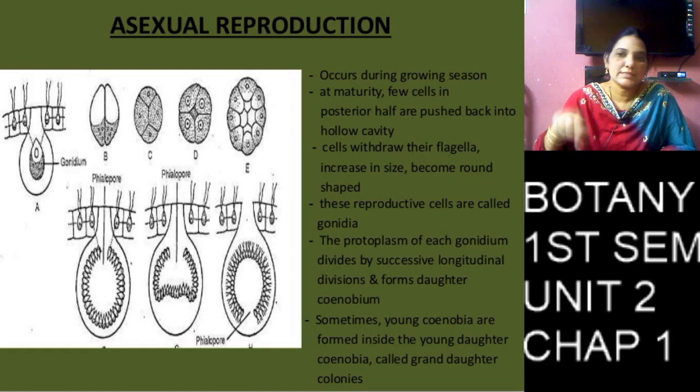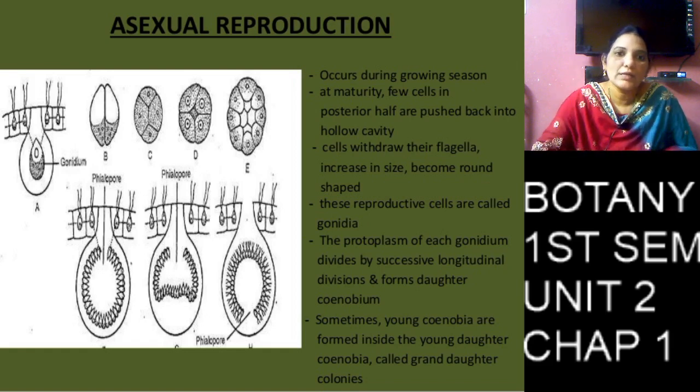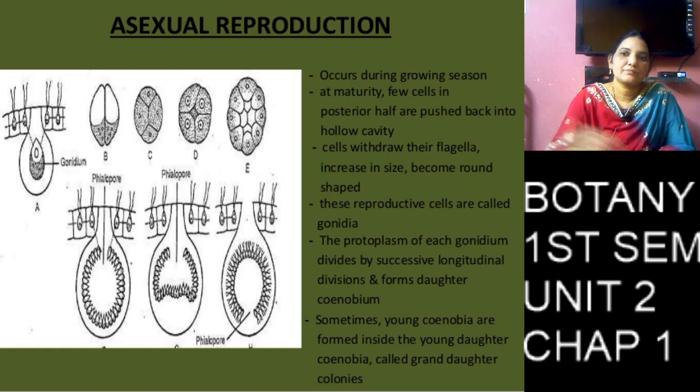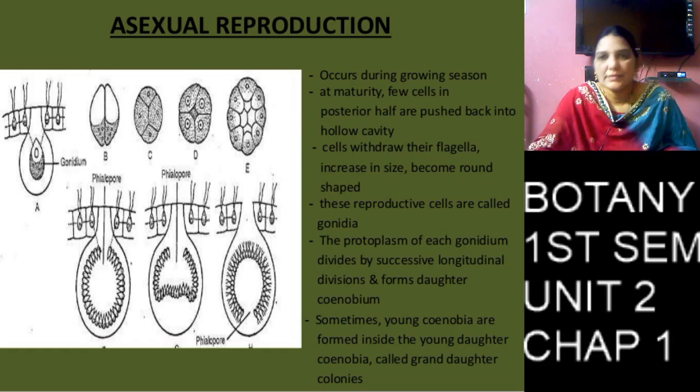So these 16 cells are attached to each other in a round shape structure, and they form one gap, one hole at the upper side of the gonidium, and that hole is called phialopore. So then they undergo the inversion stage.